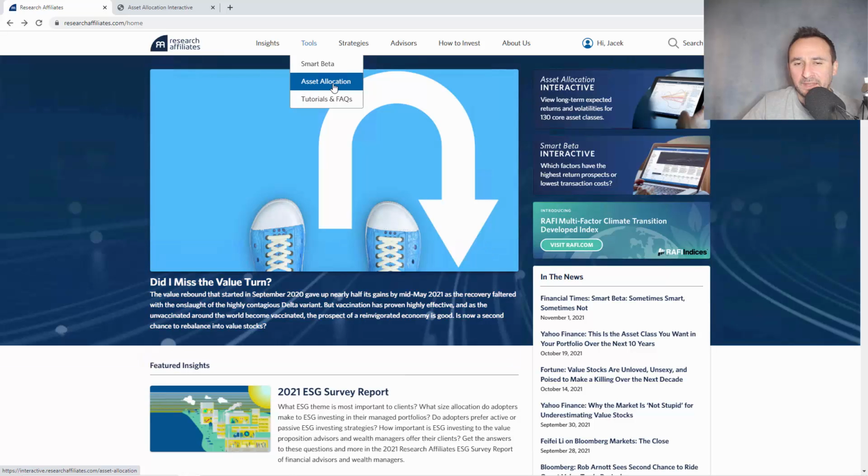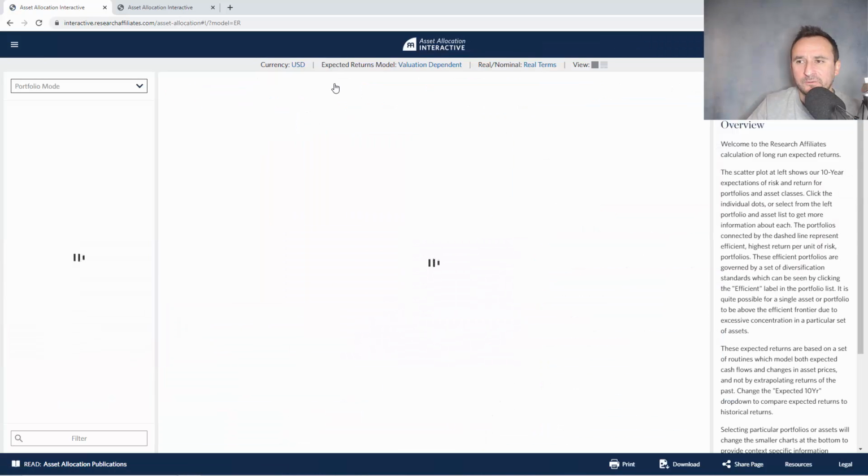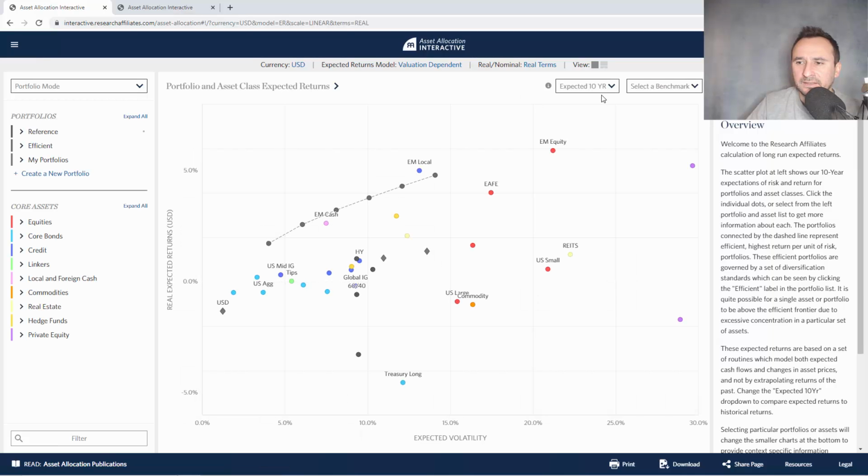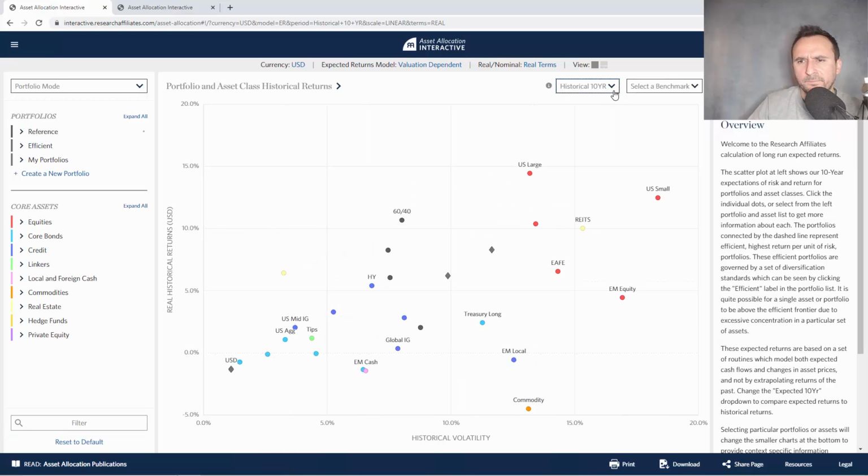If you click on it and you are registered so that you can get full access to that tool, you can see here the calculation of long-run expected returns, and also you have the view of historical returns. So let's start with the historical returns. What you can see here is that on this side you see the historical volatility, and here you see the real historical returns, which means above inflation.